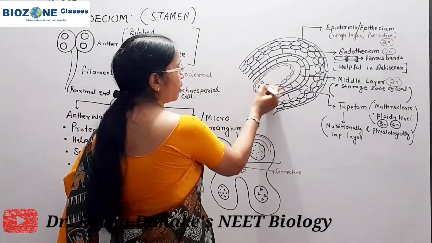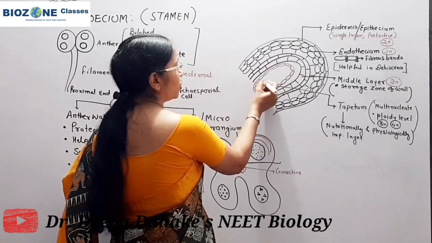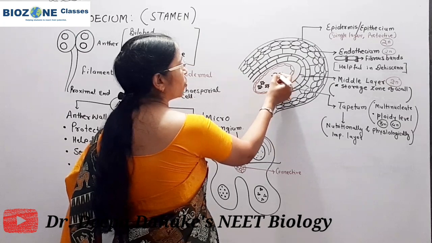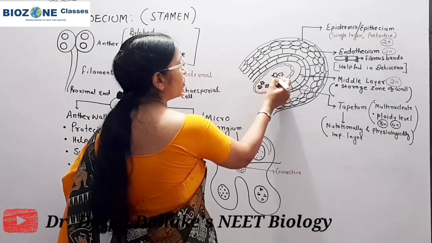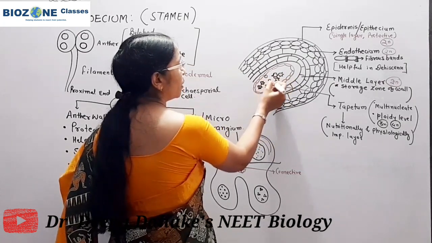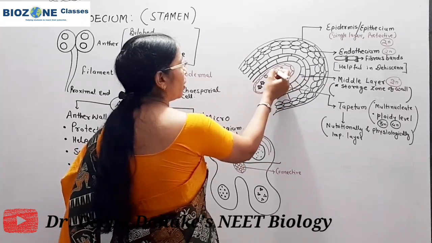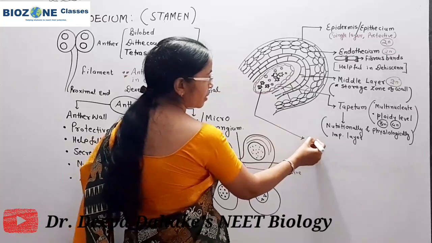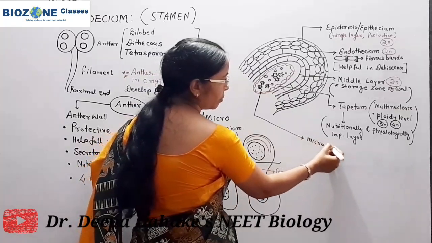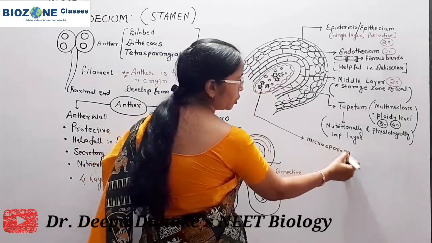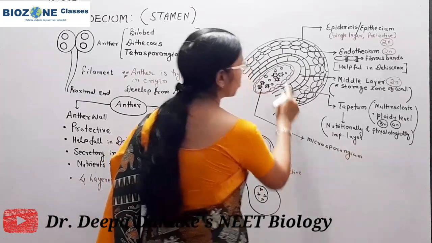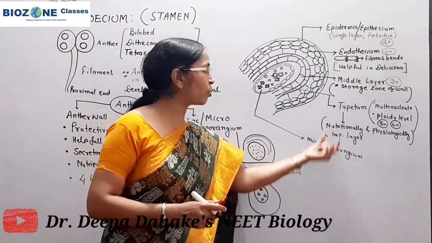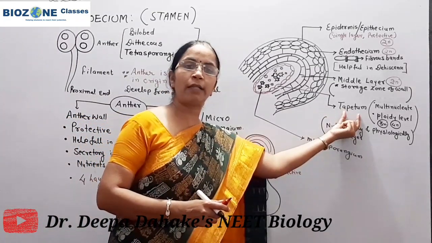Inside the tapetum a microsporangium is present, where by the process of microsporogenesis a large number of microspores are produced. Only a few of them I draw here. So this cavity is called the microsporangium. Remember, the microsporangium is bounded by the tapetum.